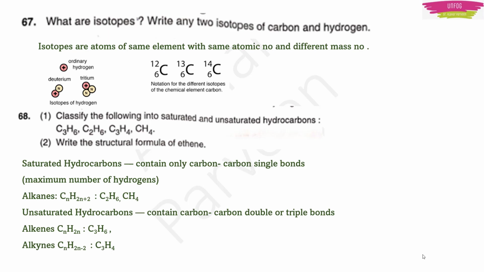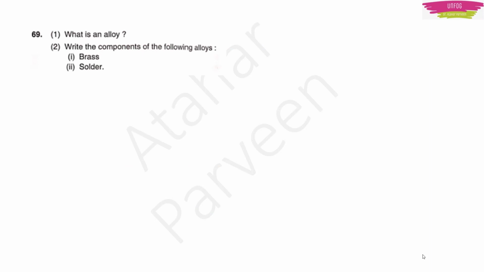Then they are asking you to write the structural formula of ethene, right? It is like this. This is the structural formula for ethene. C2H4. It will be ethene. Next. What is an alloy?